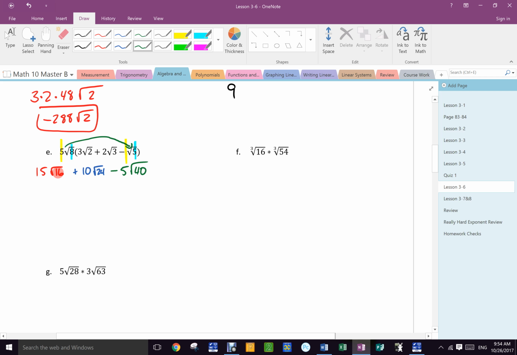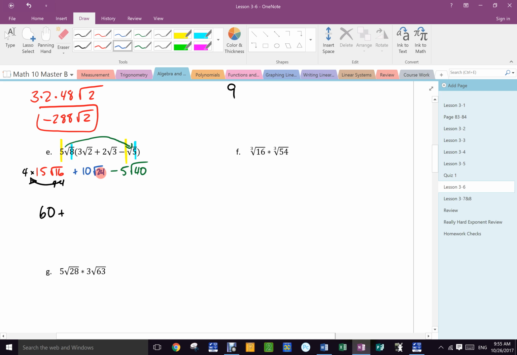What is the square root of 16? 4. 4 times 4, yeah? So what comes out? 4. What's 4 times 15? 60. Plus, does 24 break down?